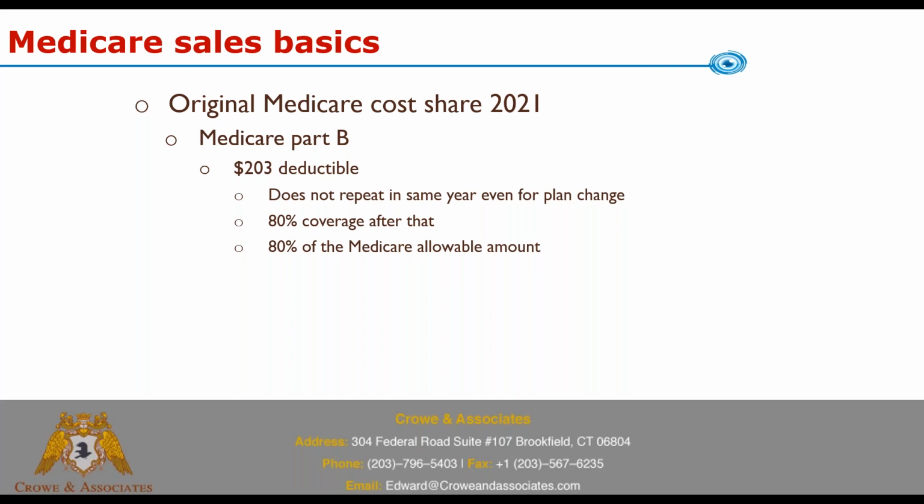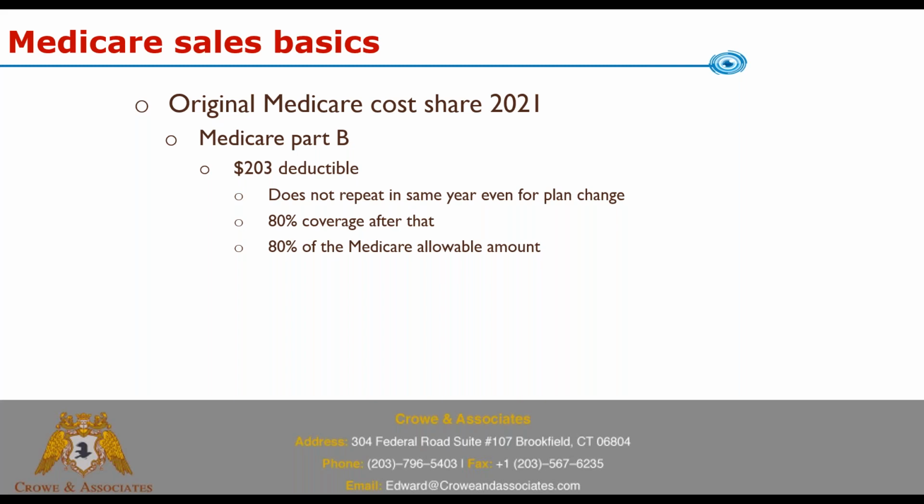A trickier thing to think about is if somebody's on an Advantage plan, you just have copays. You don't have a deductible usually. But when they receive services, that internal deductible on the Advantage plan is being met, kind of under the radar. So if that person on the Advantage switches to a supplement, the deductible of $203 has already been met, assuming they've received some services on the Advantage plan.